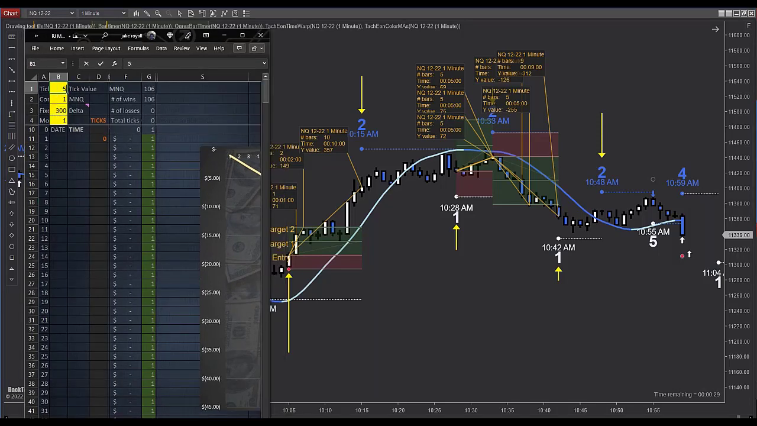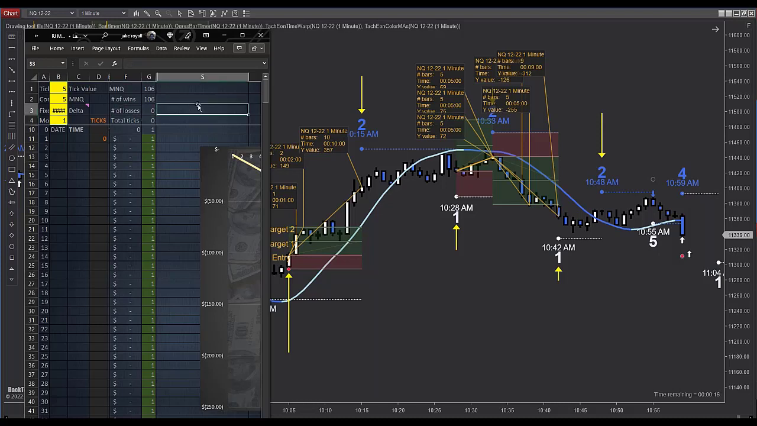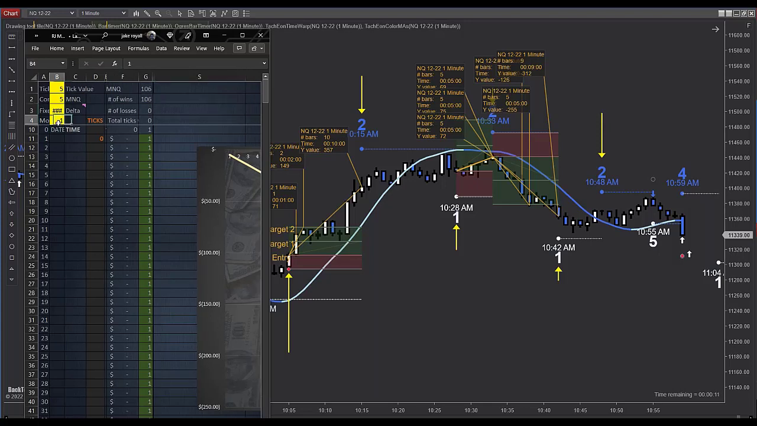Tick value is $5 a tick on the NASDAQ. Commission we'll say is $5. Fixed ratio, we're not doing that, so we'll just put a giant number in there. And moving average, we'll make it 1 so it doesn't do any weird sim stuff. Yeah, we're going to look at the regular running total. And we're at NQ, and we're going to do 1 minute.